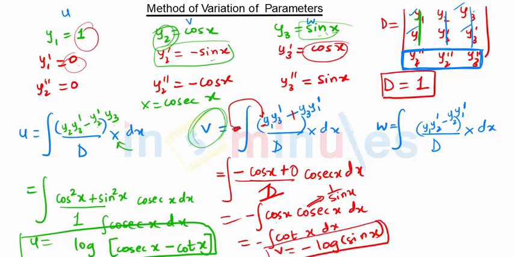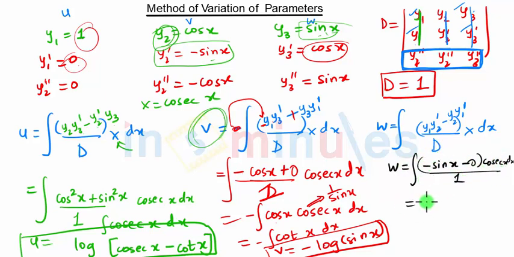So after finding v, we need to calculate w. w is nothing but integration of y1 into y2 dash. y1 is this and y2 dash is minus sin x. So minus sin x minus y2. y2 is cos x into y1 dash is 0, into cosecant x dx upon d, d is 1.